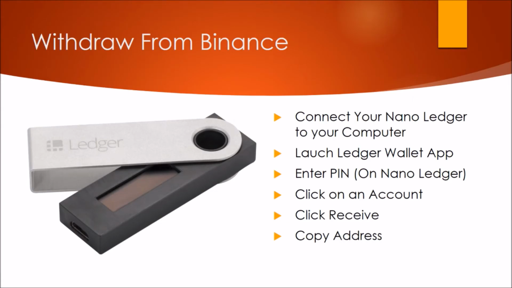Okay, now we're going to withdraw from Binance to your Nano Ledger. And you can see the Nano Ledger, if you've never used it before, it looks like a little thumb drive. All you're going to do is connect it to your computer, and then there'll be an app that you've already downloaded, and you'll launch that Ledger Wallet app. And then you'll enter a PIN on the Nano Ledger. Then your accounts will pop up on your window on your computer. You'll click on the account that you want to send to. You'll click receive and you'll copy that address. And then we're going to go back to Binance.